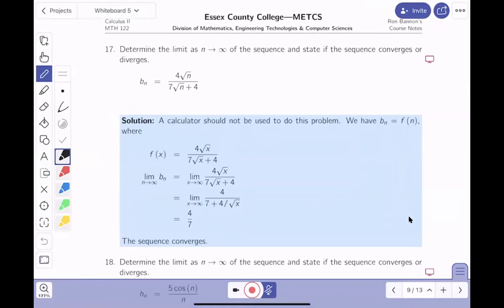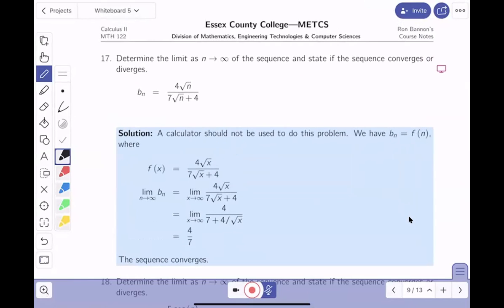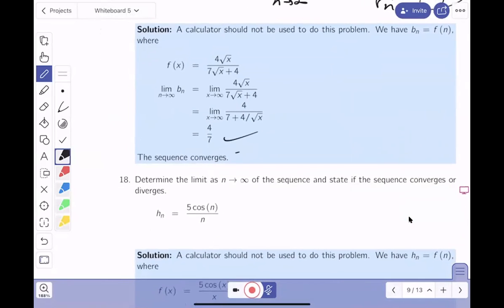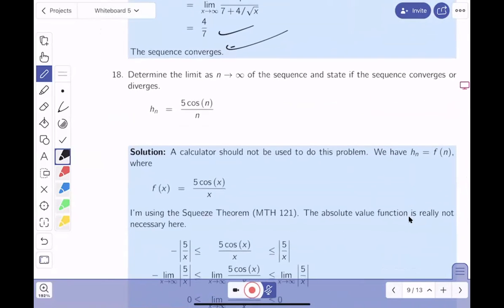And again, let's think through a problem. Let's take a look at this. Limit as n goes to infinity. I'm going to divide top and bottom by the root of n. So it's going to be 4, 7 plus 4 over root n, I'm sorry. What do you get over there? Well, as n goes to infinity, I get 4 sevenths. Pretty simple. Again, I know there's a lot of work written down there. Sequence converges.